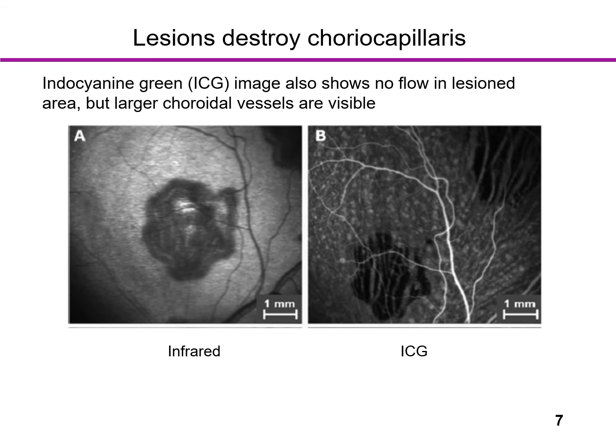And you can also see this if you do indocyanine green pictures. So here's a lesion in this picture on the right, and there's another lesion up here. The splotchy appearance is the choriocapillaris. It's missing in these lesioned areas, but you can see the larger vessels of the choroid behind it.